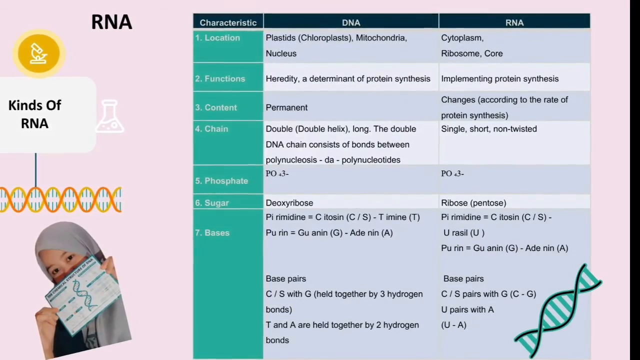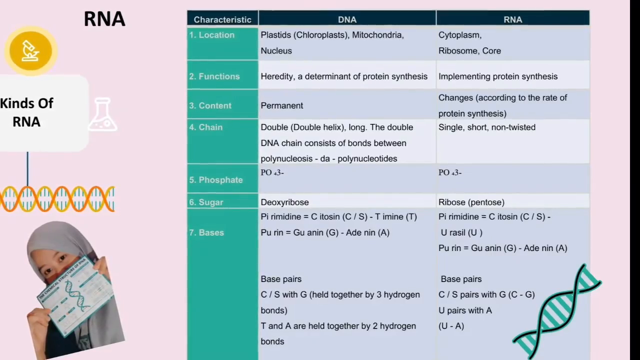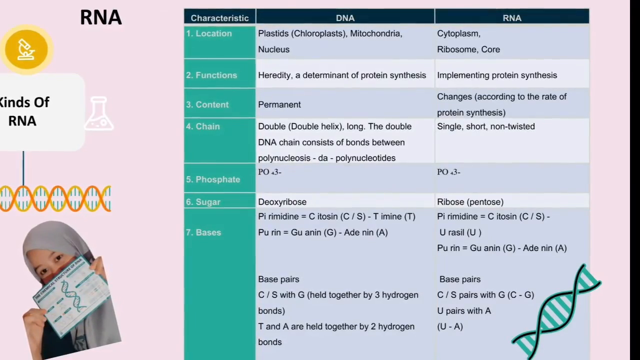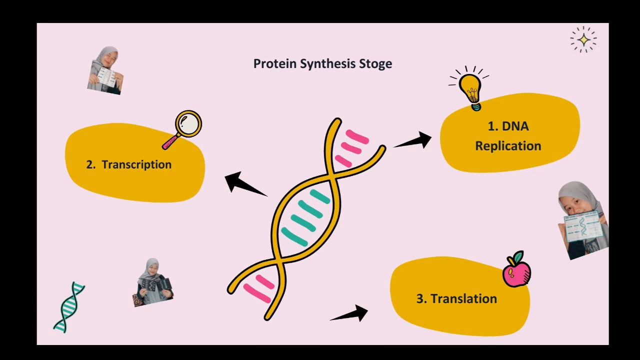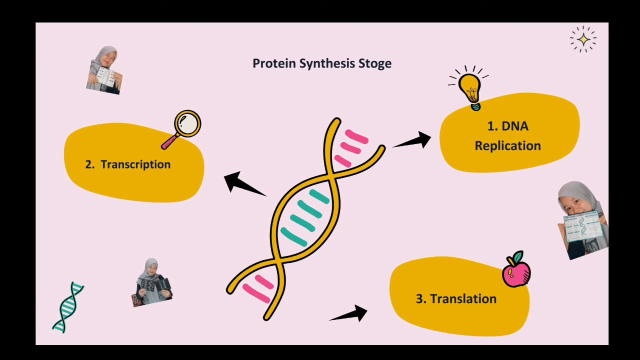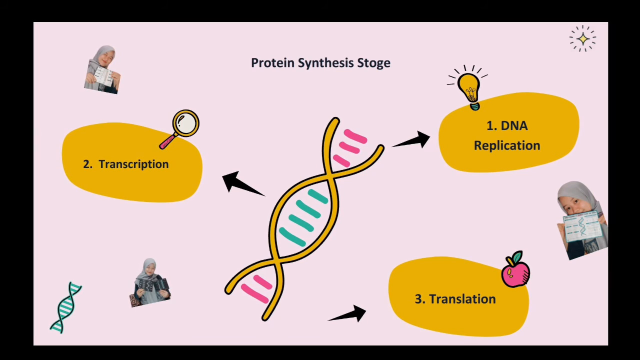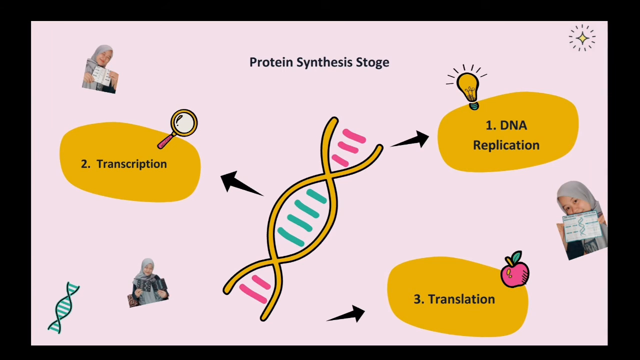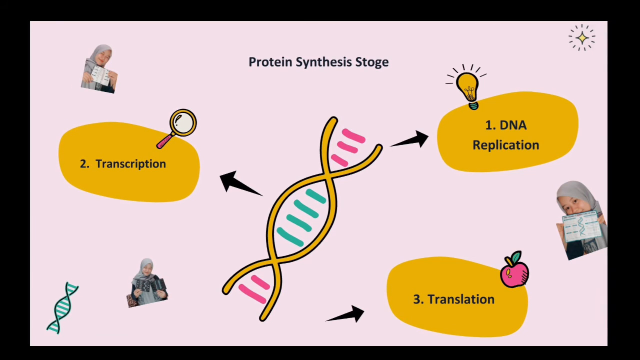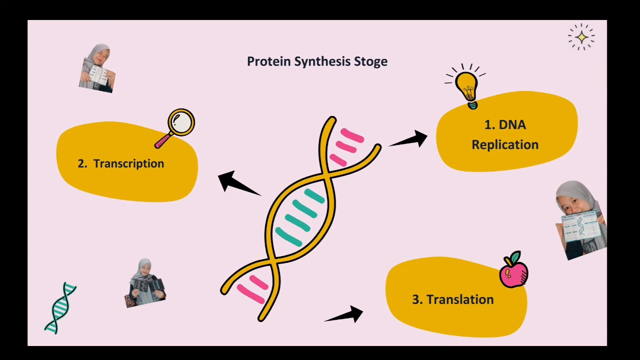You can look at the table of differences between DNA and RNA. Okay, last, protein synthesis. Protein synthesis is one of the processes of preparing the essential amino acids into RNA, polymers, helicase enzymes, hydrolase enzymes, and ATP or energy.